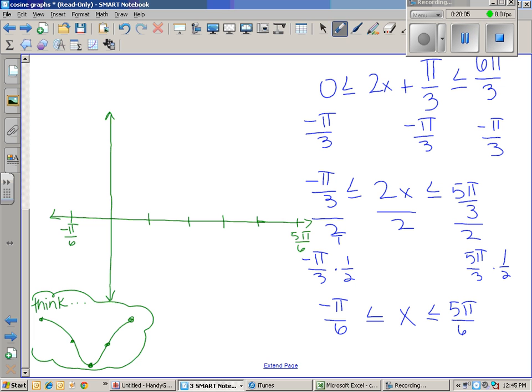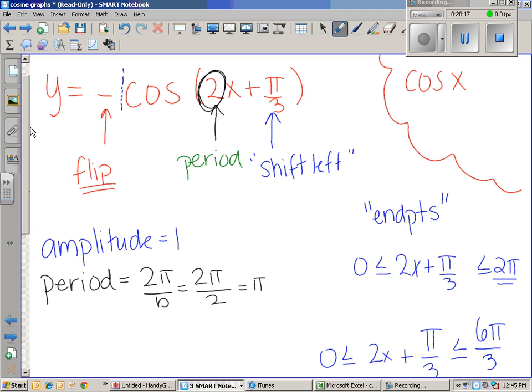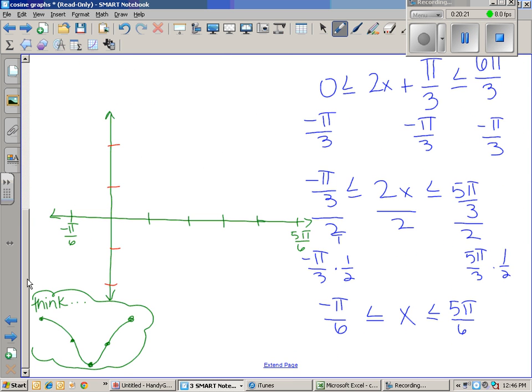We want you thinking. Okay, so now what I want to do is say, my cosine curve had an amplitude of 1, but it's flipped. Remember the flip sign. So what was up is going to be down. So it's going to be down here, and it's going to be down here. This is a half. I'll make it big. And what's down here? Boom.